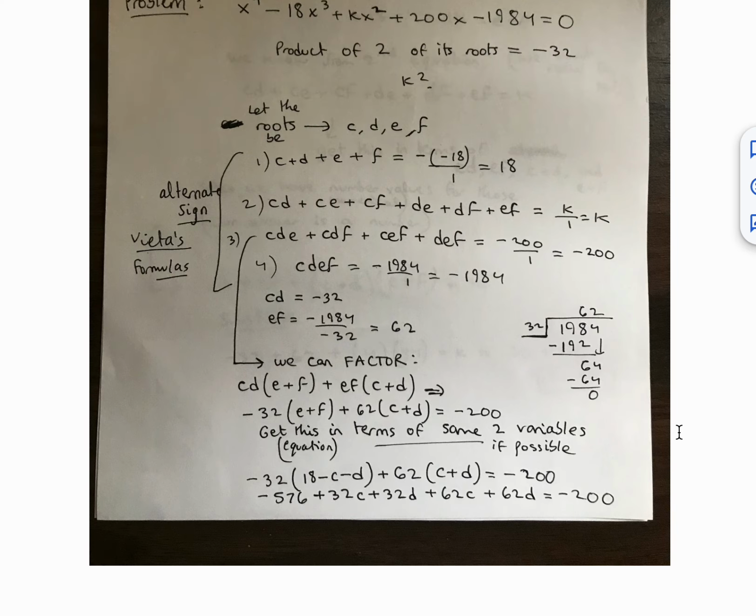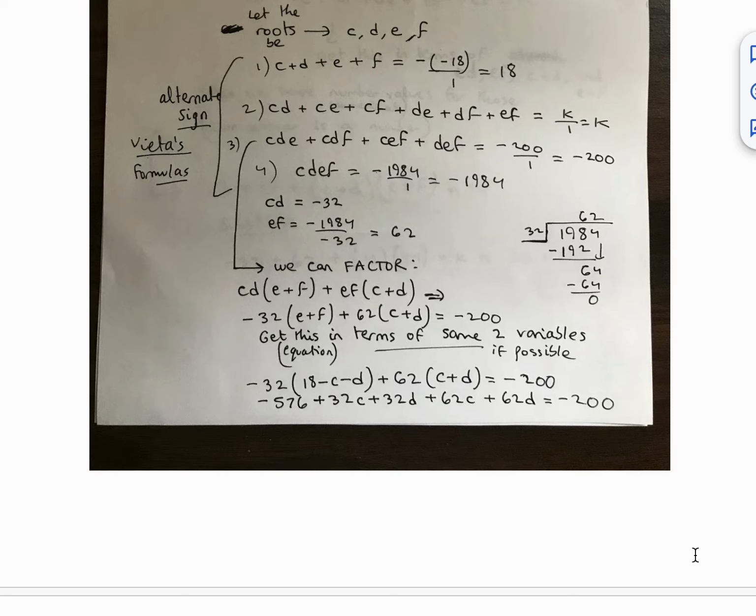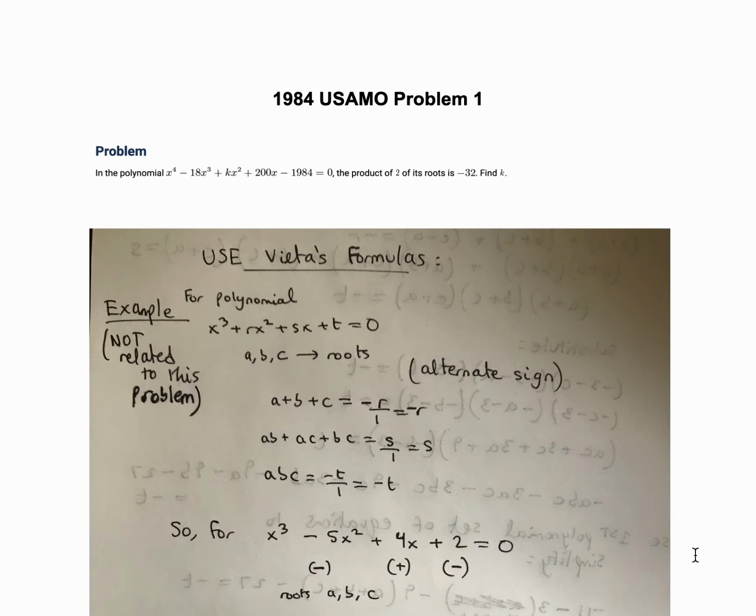And I can simplify this second equation, because this is the only equation that involves K. So I know for a fact that I'm going to be using this equation. And I can simplify this in terms of C, D, E, F, and in terms of E plus F and C plus D, since I know the numerical values of those terms. And essentially, I'm trying to get my final answer in terms of a number. It says find K, so it's in terms of a number.